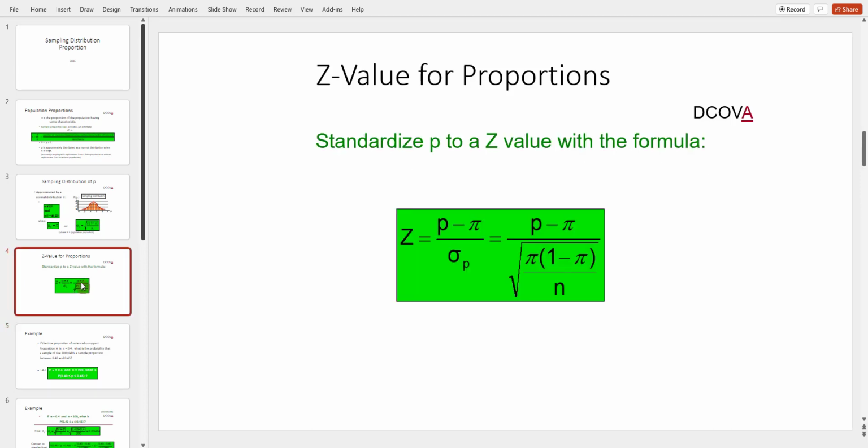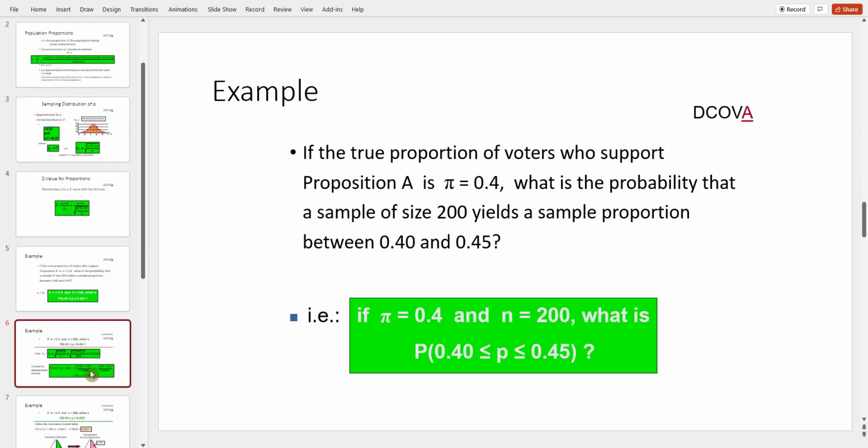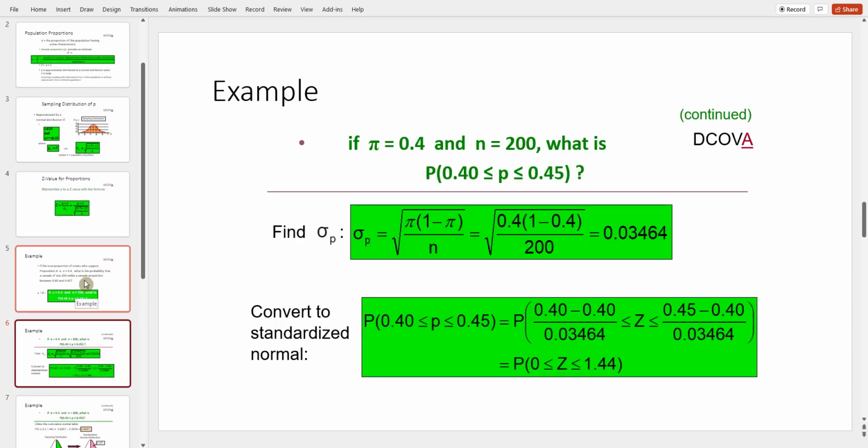So, if you wish to use the z-table, you can. You will have to standardize your p to a z-value, and this is how you standardize it. It will be p minus pi all over your standard deviation, which is the square root of pi times 1 minus pi all over n. I am not going to use tables, but I'm going to show you how to standardize if you wish to use the tables. So we have to calculate what our standard deviation is for our proportion. When we plug everything back in, we get a standard deviation of 0.03464.